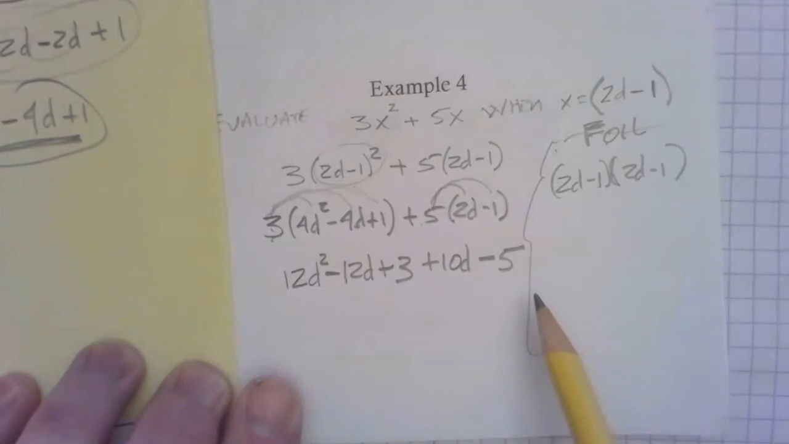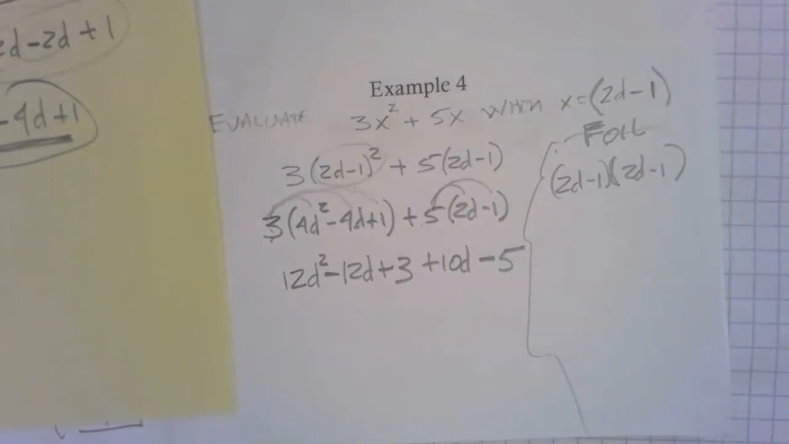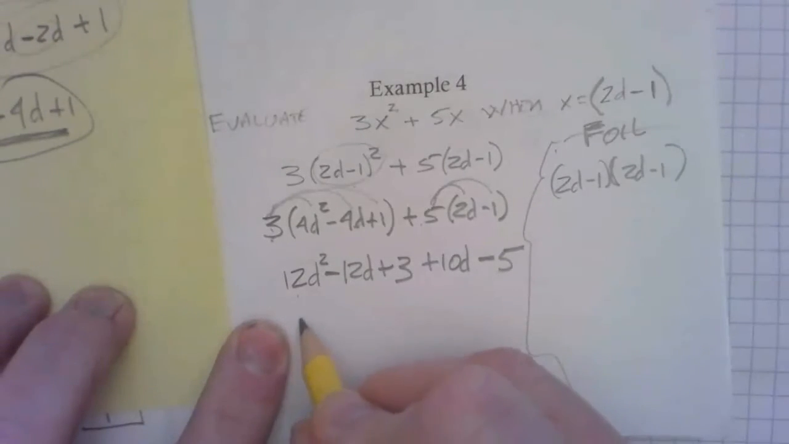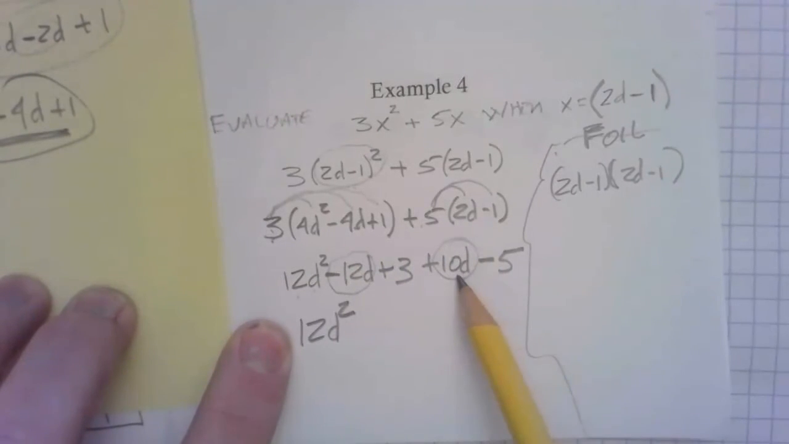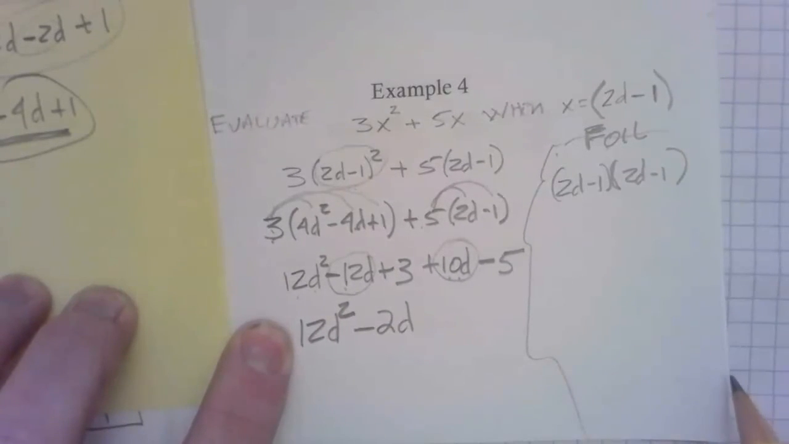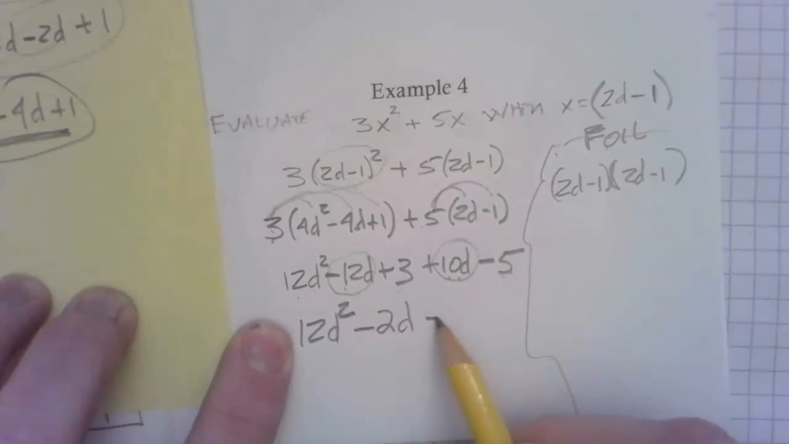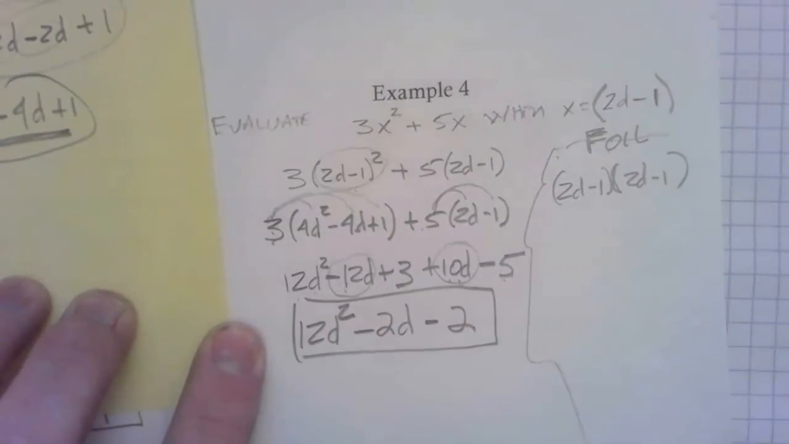Now we just have to combine like terms. So we can only combine things that have the exact same variables. So, for example, 12d squared, there isn't another d squared here. So there's nothing I can do with it. It's simplified. But negative 12d, there is another d over here. So they can combine. So if I have negative 12 and positive 10, I should get negative 2 d's. And of course I can combine the two constants. Positive 3, negative 5, it's negative 2. And that is as simplified as it's going to get.